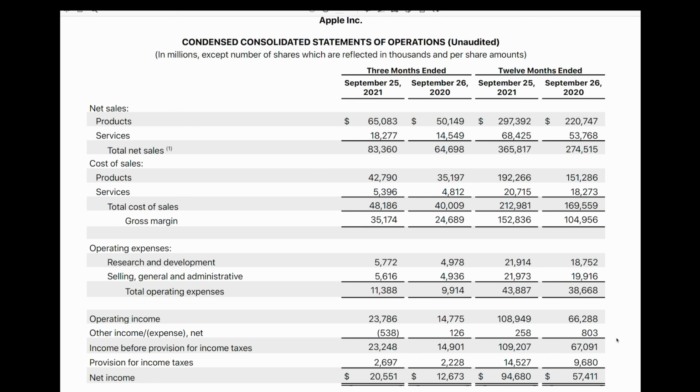Okay, so to calculate Apple's gross profit margin, you would take its gross margin for 2021, which is $152.8 billion. And then you would divide that by revenue of $365.8 billion. When you do the math, the result will be 42%.